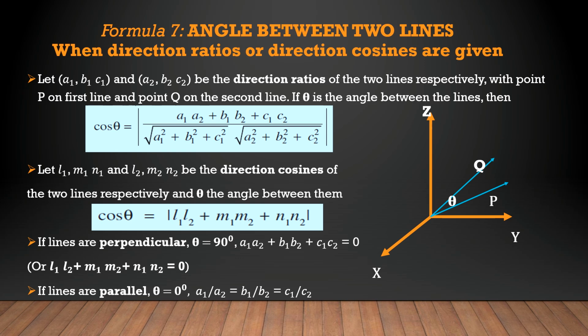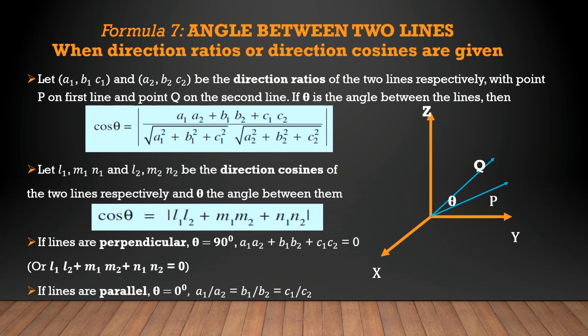The next formula is to find the angle between two lines when direction ratios or direction cosines are given. Suppose A1, B1, C1 and A2, B2, C2 are the direction ratios of two lines and we want to find the angle between them, which is theta. Cos theta is the magnitude of A1 A2 plus B1 B2 plus C1 C2, upon root of A1 square plus B1 square plus C1 square into root of A2 square plus B2 square plus C2 square.